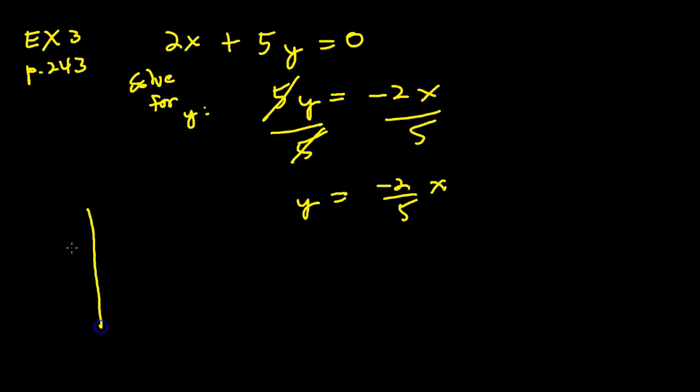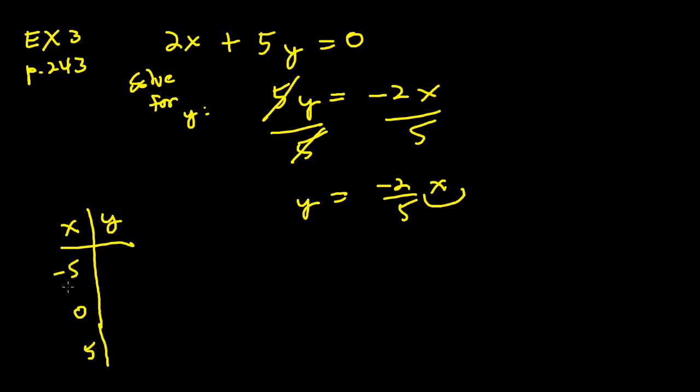All right, I'll generate a table of values. And again, I'm going to pick x values that are multiples of 5. All right, so I'll get a nice cancellation with that 5 in the denominator and only have whole number coordinates to deal with. I'm going to pick 5, 0, and minus 5 for x values.